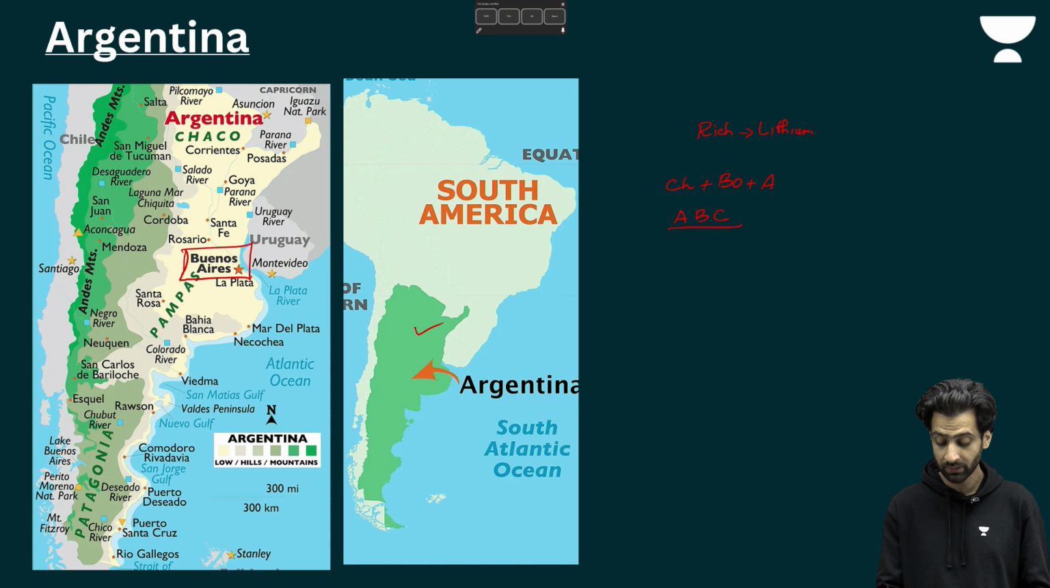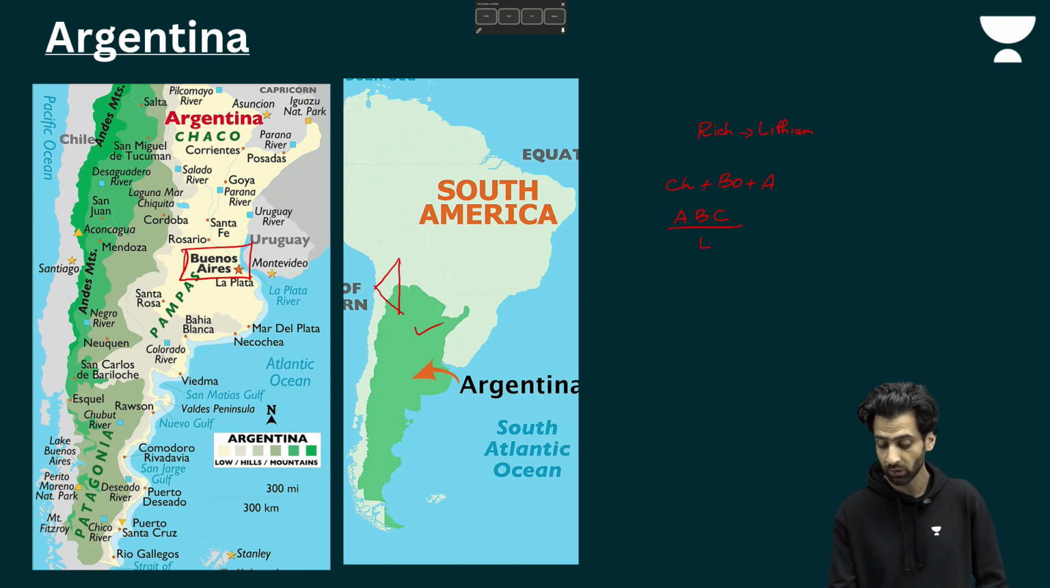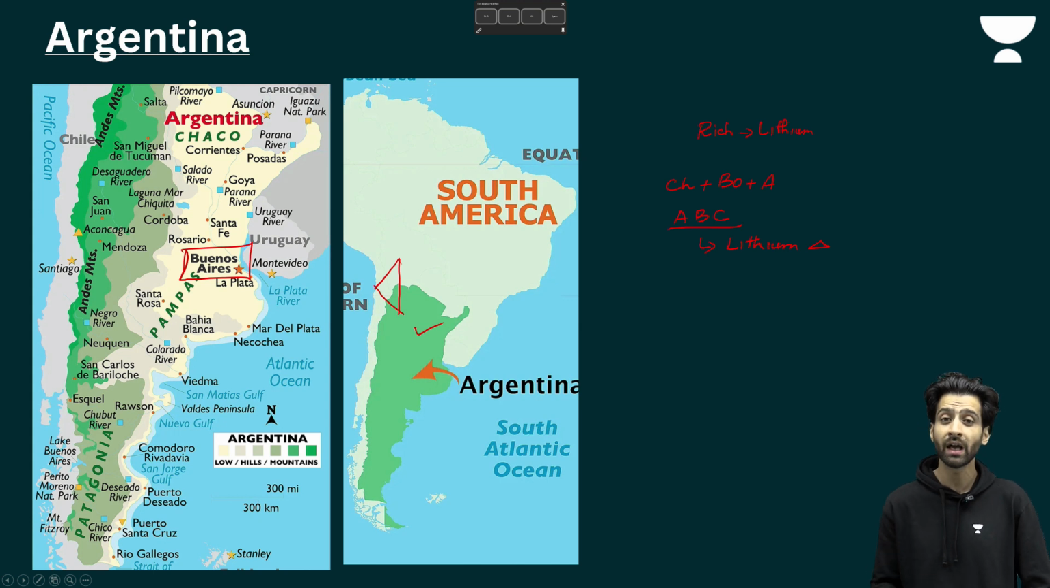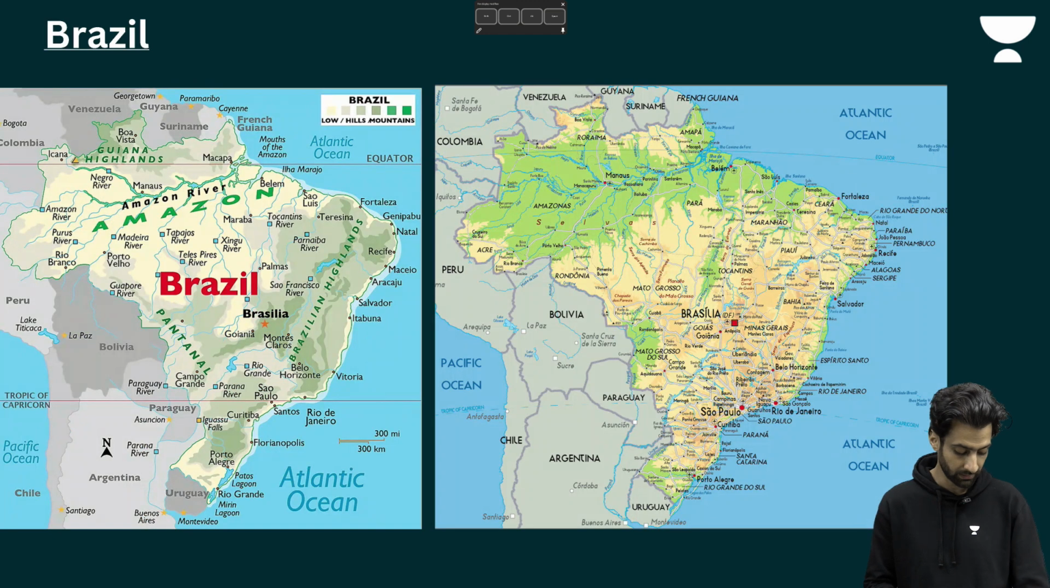And this region forms, see, if you talk of Bolivia, Chile and Argentina, it forms a triangle shape. So these three countries are called the lithium triangle of the world, because they produce more than 50% of the global lithium. That is about Argentina. And now we'll come to the final country, that is Brazil.